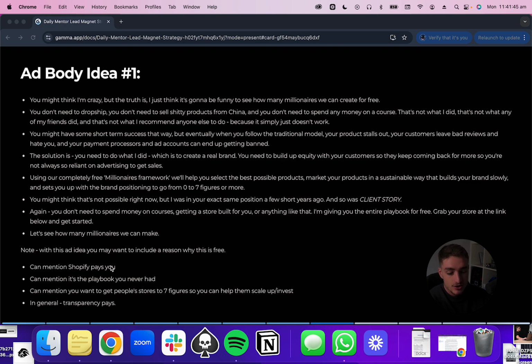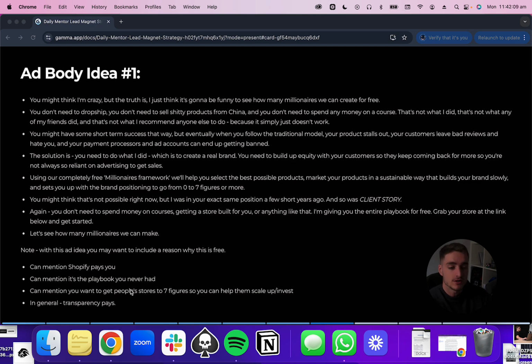You can just mention, the reason I'm giving this away for free is because Shopify pays me. The reason I'm giving this away for free is because this is the playbook I've never had, and I'm sick of course gurus charging $2,000 for this when it should be free. And you can also mention, the reason I'm doing this is because I want to get you to 7 figures so you can eventually join my program, which is way too expensive for you as a beginner and you don't need it. That's much more transparent.